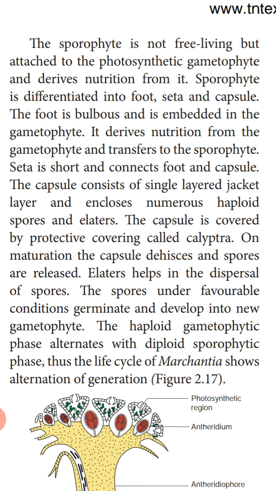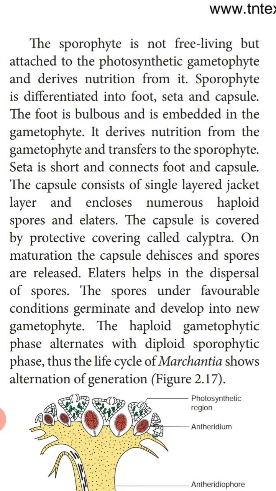On maturation, the capsule dehisces and spores are released. Elaters help in the dispersal of spores. As we know, these elaters are hygroscopic, they absorb water, and they help in the dehiscence of this capsule, and the spores are dispersed. The spores, under favorable conditions, germinate and develop into the new gametophyte. The haploid gametophytic phase alternates with the diploid sporophytic phase.